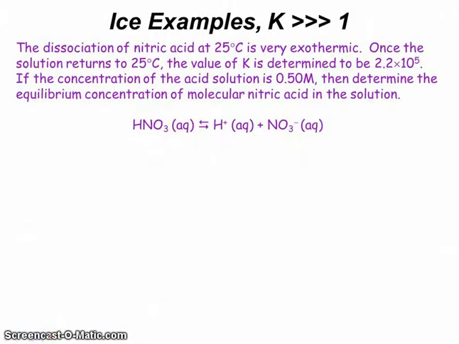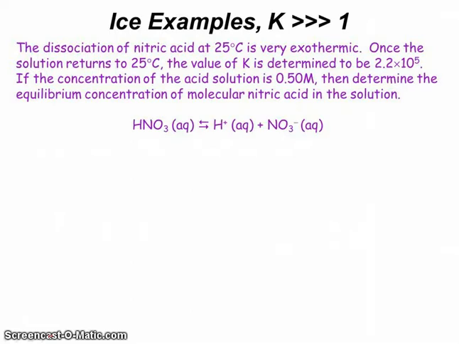All right, what happens if I have a K value that's much greater than 1? In this case, we're looking at the dissociation of nitric acid, and we know it's very exothermic. So once we return to 25C, the K value is determined to be 2.2 times 10 to the 5th, or about 22,000. So this is a very large amount of products, very small amount of reactants. If I start with a solution of nitric acid at 0.50 molar, then determine the equilibrium concentration of molecular nitric acid in the solution.